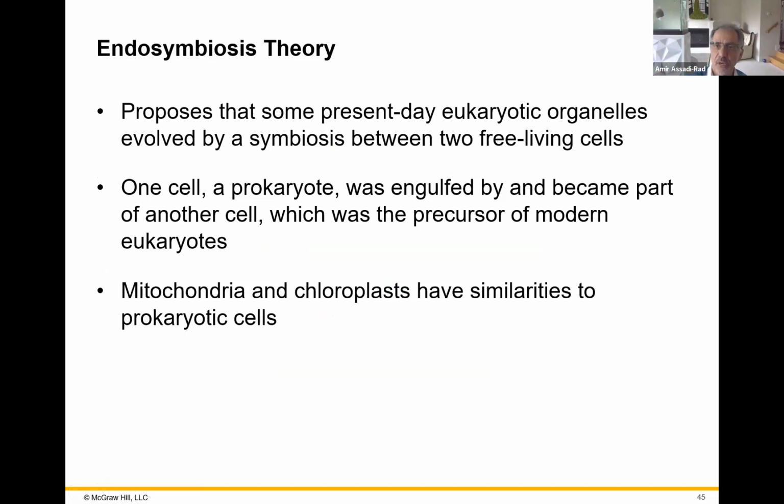Endosymbiosis theory, that's what I was talking about earlier, proposes that some present-day eukaryotic organelles evolved by symbiosis. Symbiosis means living together. 2 different species living together is called symbiosis. For example, if I have tapeworm in my gut, if I have roundworm in my gut, the roundworm, tapeworm is different than Amir assadi-rad, different than a human being, Homo sapiens. But those worms in my gut, they depend on my food.